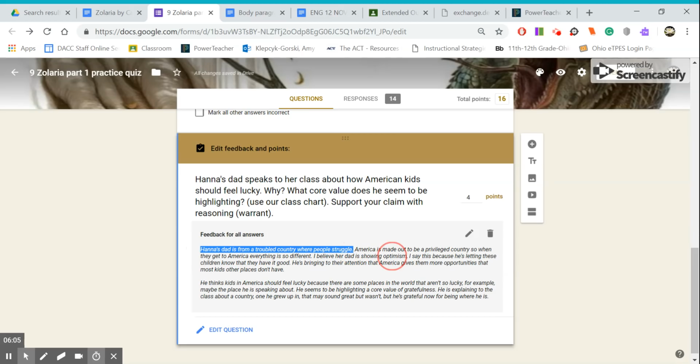America is made out to be a privileged country. So when they get to America, everything is different. So that's how her dad, Mr. Corey's point of view changed. I believe her dad is showing optimism, there's the core value, because he's letting these children know they have it good. He's bringing their attention that America gives them more opportunities than most kids other places don't have. So this person has described what it means to have it good. So 1, 2, 3, and then 4 points of explanation.